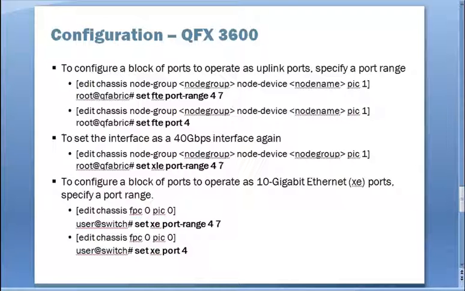Very important here is to realize that you should not do any conflicting configuration. So do not do any configuration on PIC1 that is conflicting with a configuration for a port range on PIC0. If you would do that, the system would actually give you a warning message when you try to do a commit. Now let's have a look at the actual configuration then, and therefore we go to a 3600 switch.